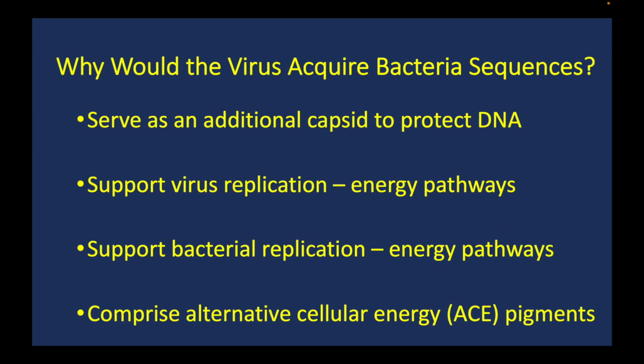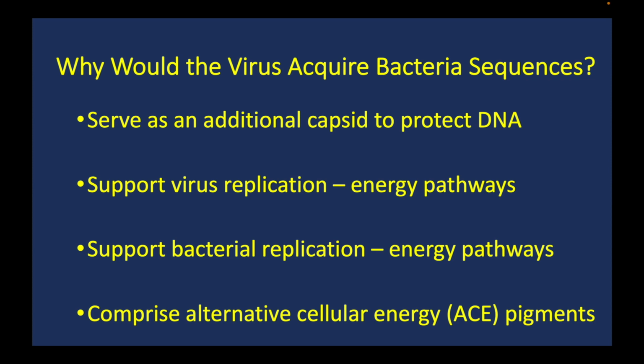The next big question, why would the virus acquire these bacterial sequences? One suggestion, they could serve as additional proteins, like a capsid protein, to help protect the DNA as it passed from one cell to another or from one person to another. There are certainly metabolically interesting genes in the bacteria that we've identified. They could be providing additional energy pathways to support the viral replication, or if they are infecting bacteria, energy pathways to support the bacterial replication.